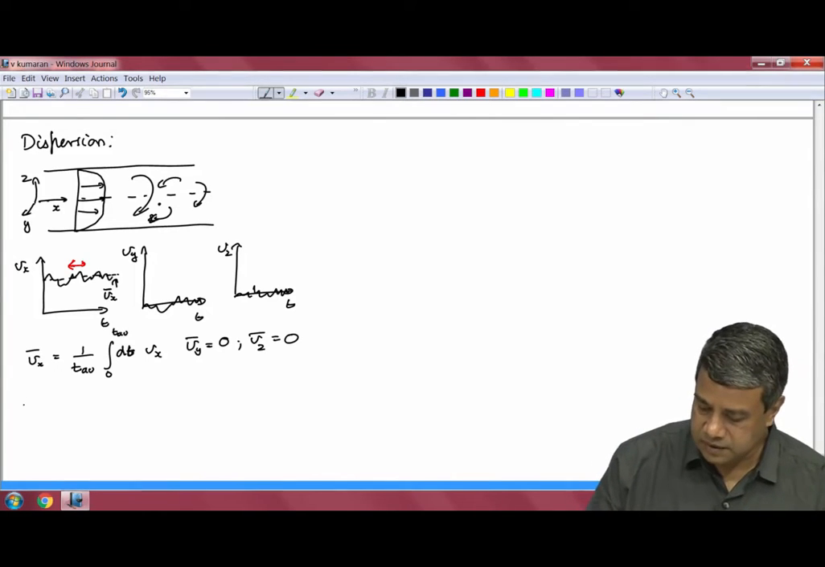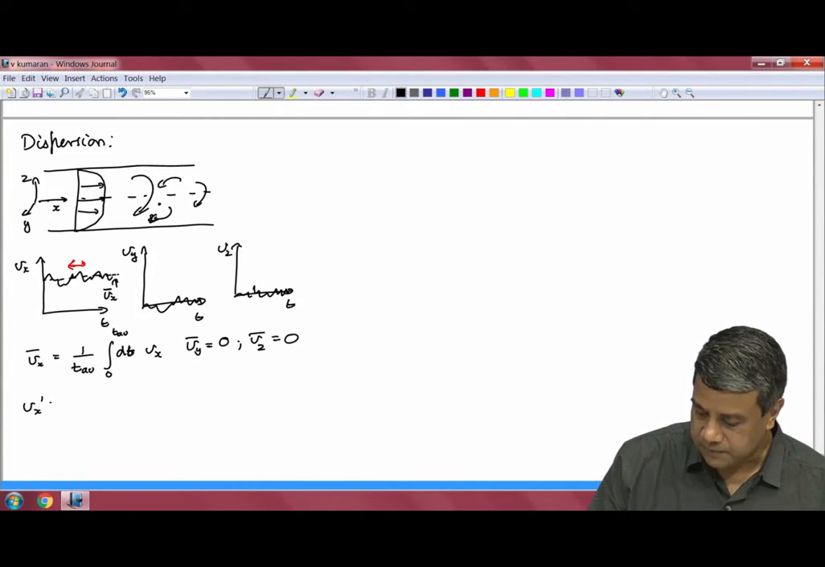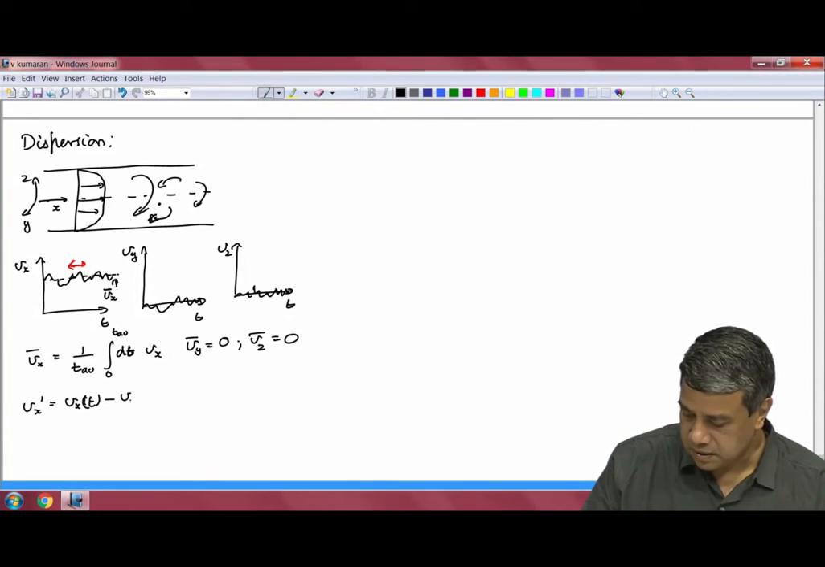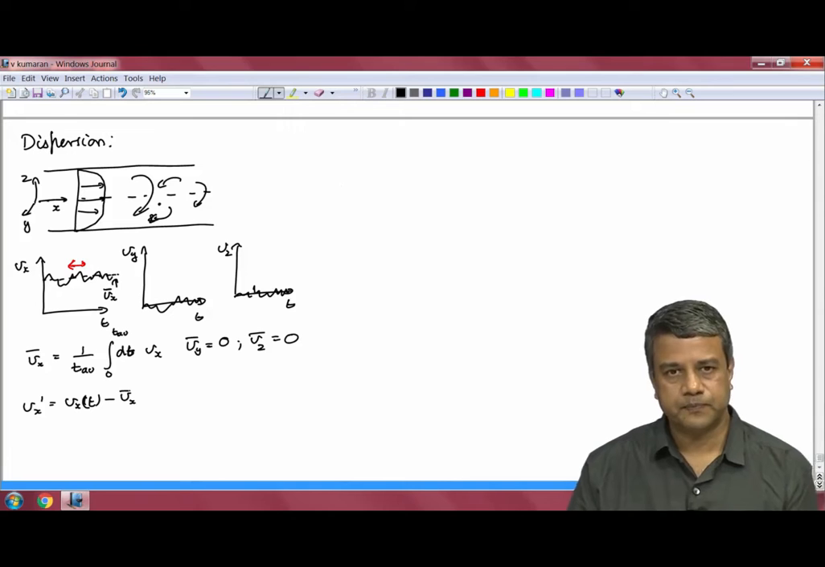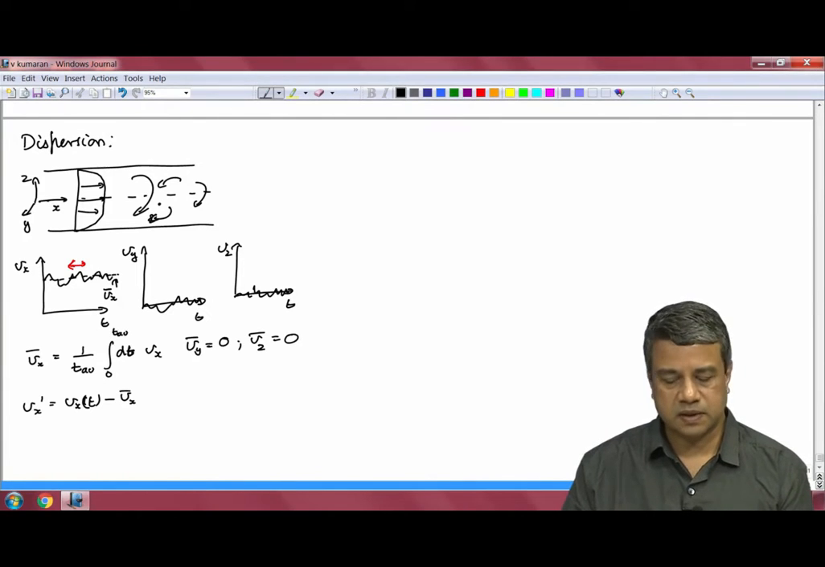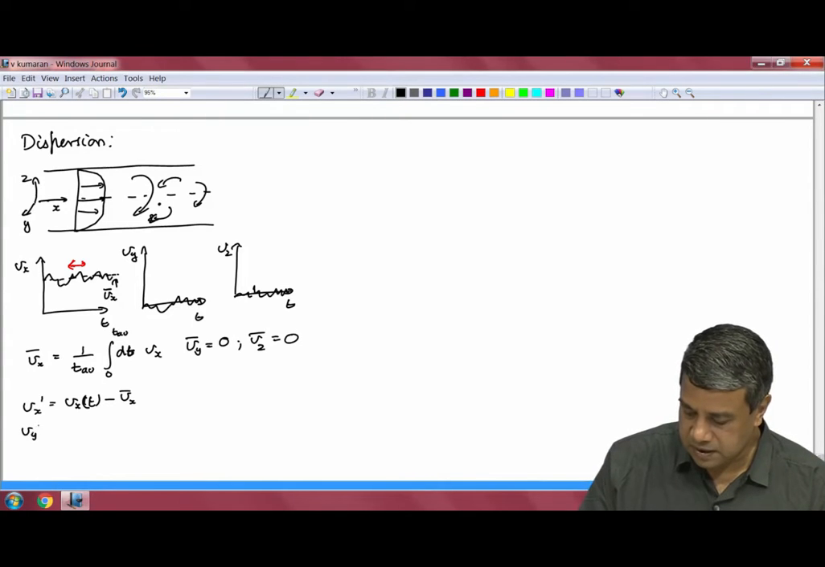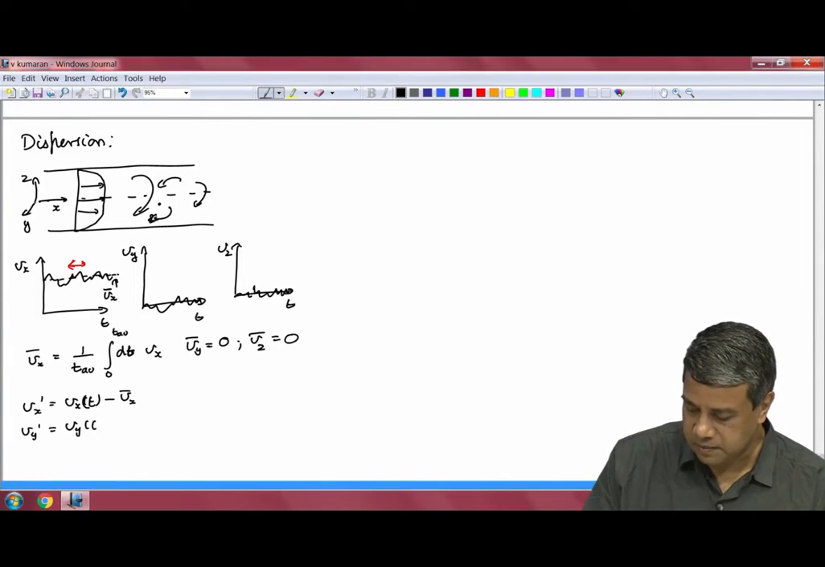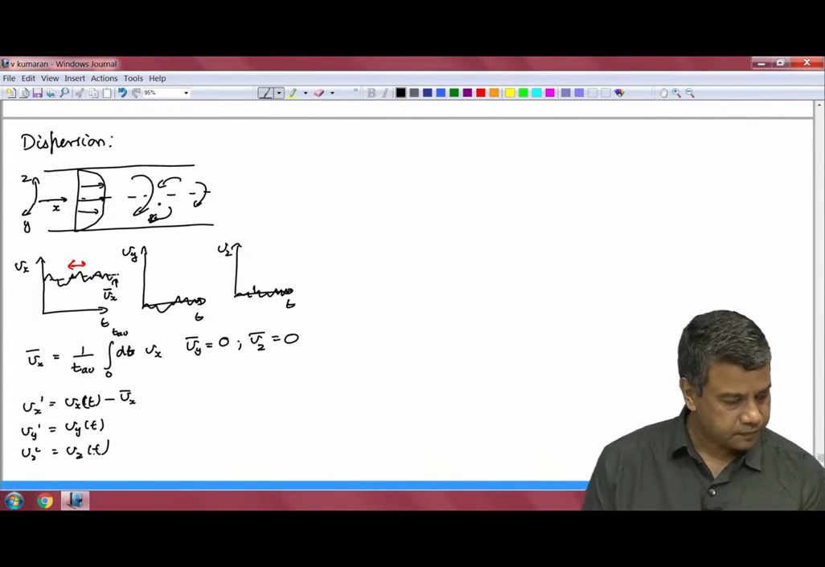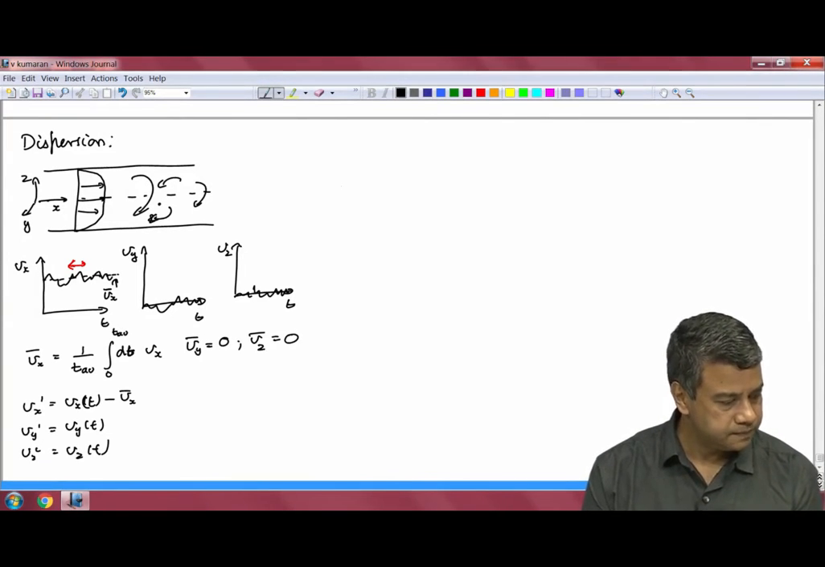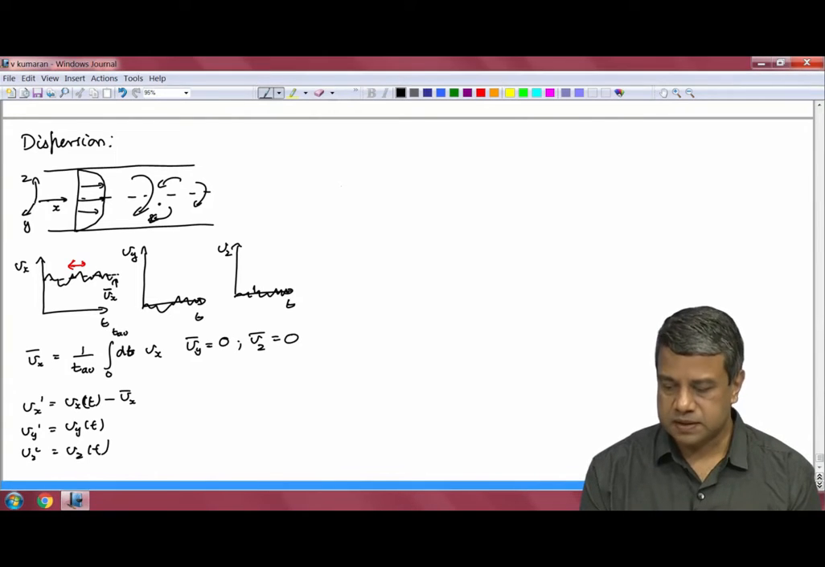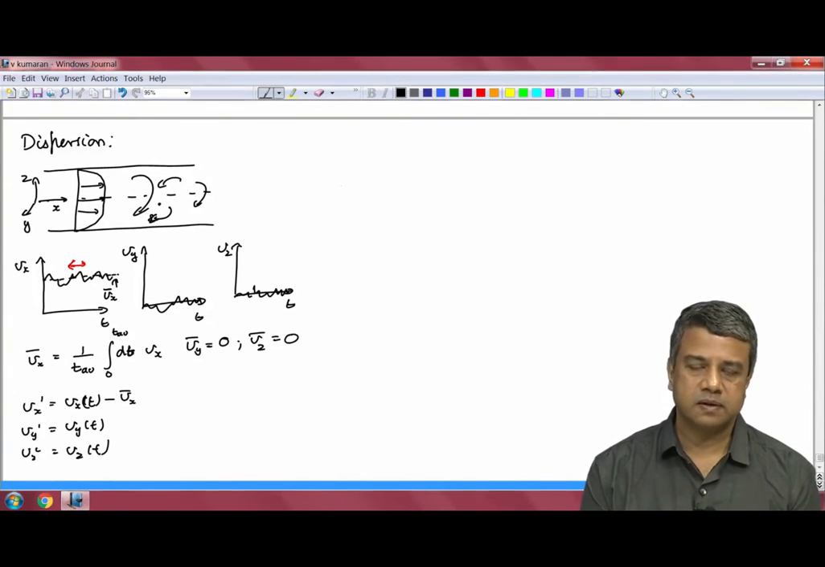And then you can define the fluctuating velocity. Vx prime is equal to Vx of t minus Vx bar, the average. The instantaneous fluctuating velocity is Vx of t minus the average value. Fluctuating velocity in the y direction is just equal to Vy of t because the average is 0, and similarly in the z direction. So, this is the decomposition into the average velocity and the fluctuating velocity.